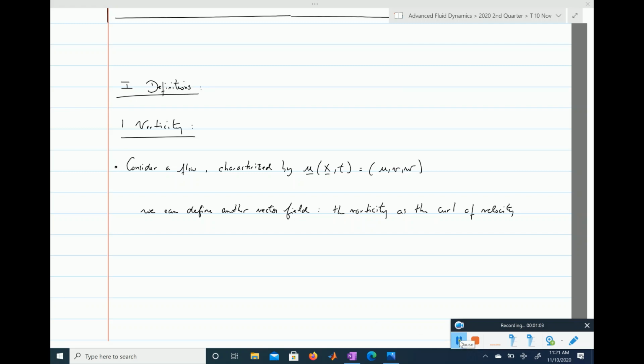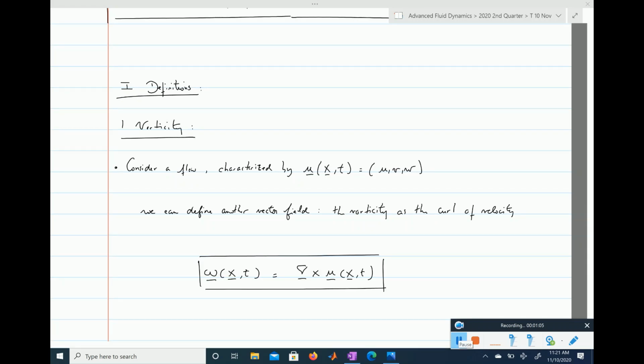So mathematically we can write that the vorticity field, which we represent with omega, which again is a vector field, is equal to the curl of the velocity field. This here is the curl. So what are the components of this vorticity field? Well, in Cartesian coordinates it is the easiest to compute.